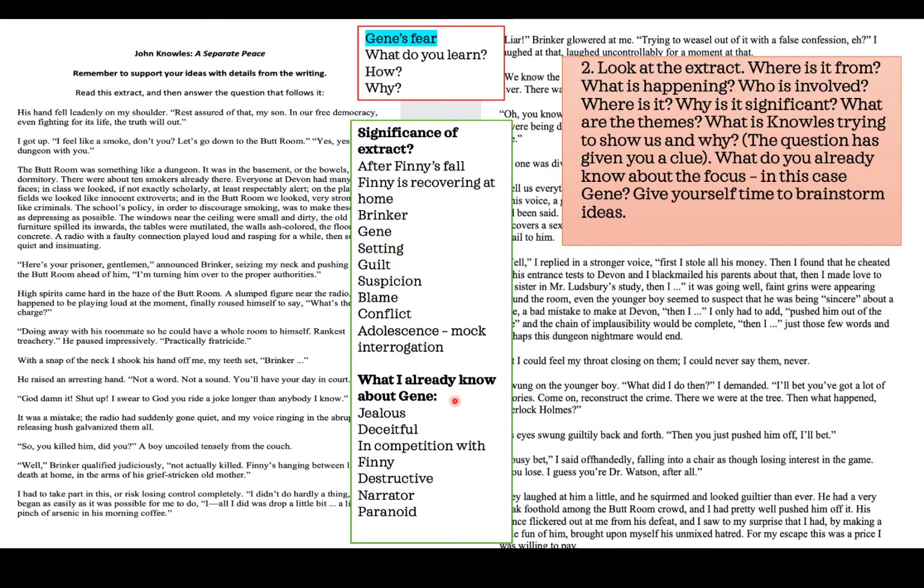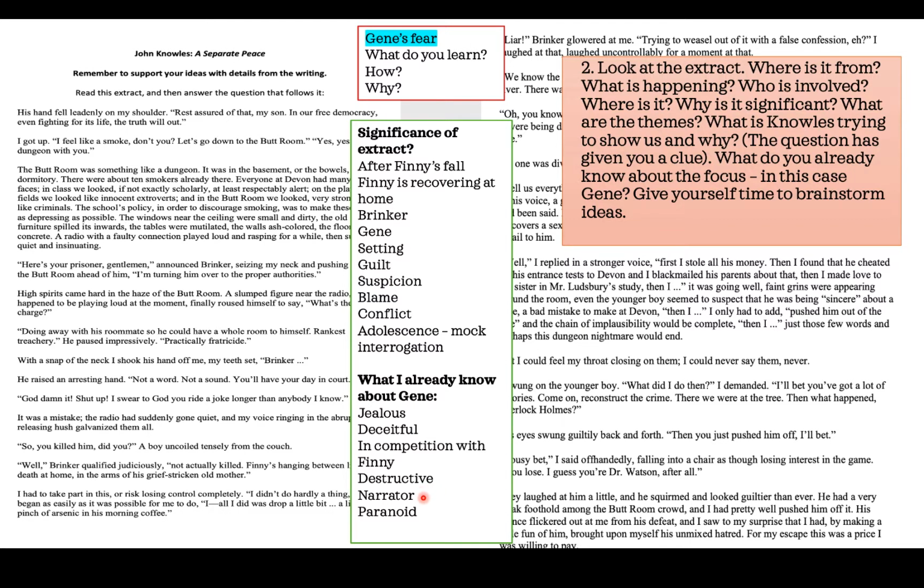In terms of what you may already know about Jean, he is a jealous character at various different points in the novel, particularly when it comes to Finney. He's quite deceitful, which is why we will often refer to him as an unreliable narrator. He exhibits this kind of deceit to his friends, sometimes to himself, and sometimes to us, the readers. We know that he's in competition with Finney. We've had lots of examples of that already. We know he can be quite destructive. He's the reason for Finney's fall when he jounces the limb.